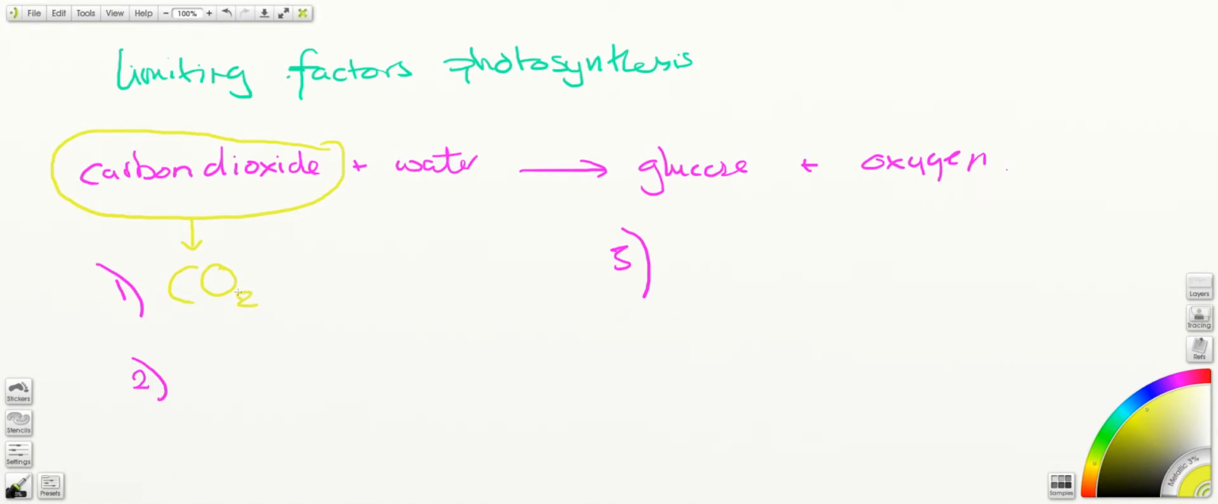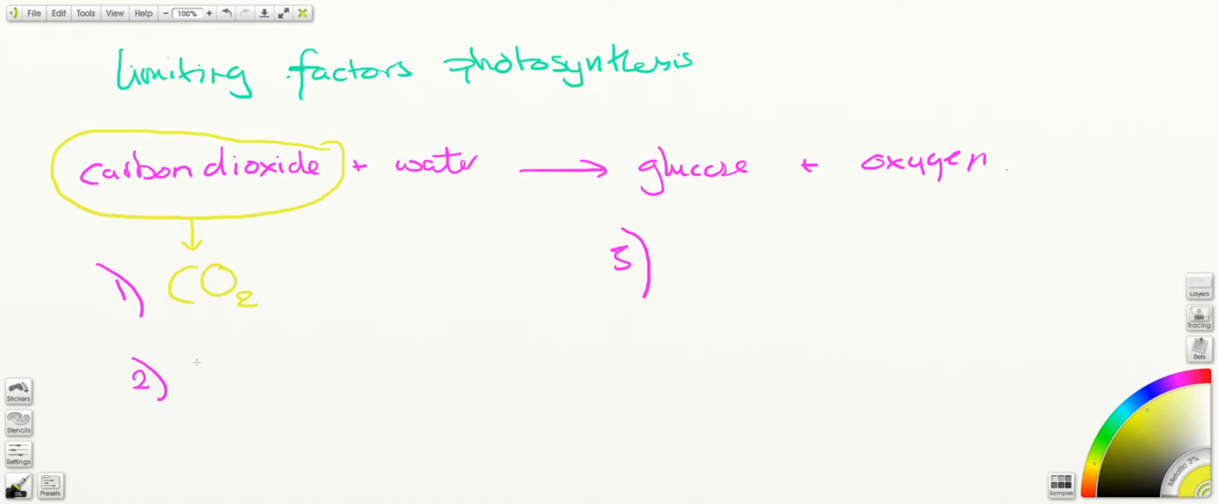I just want to highlight again, the 2 needs to be at the bottom. If you put it at the top, you lose marks. So number one, the amount of carbon dioxide will affect the rate of photosynthesis. If you have a lot, it's going to increase the rate. If you have a little bit, it's going to decrease the rate, and you can tell that by the equation.